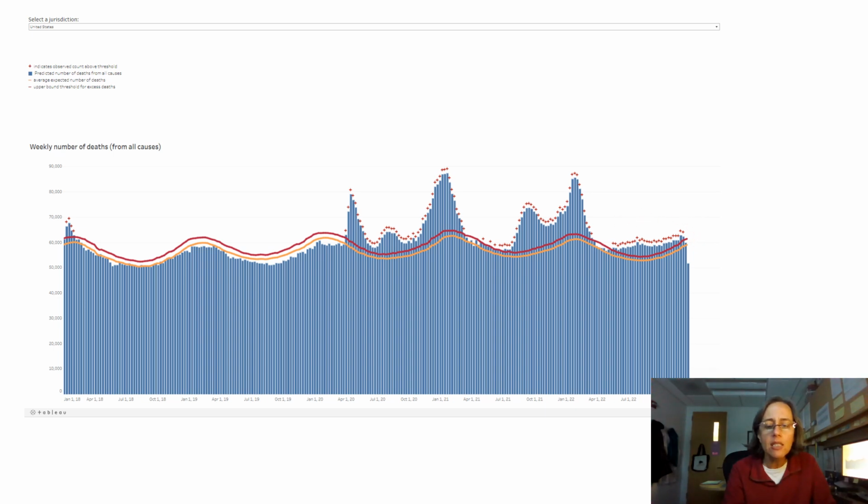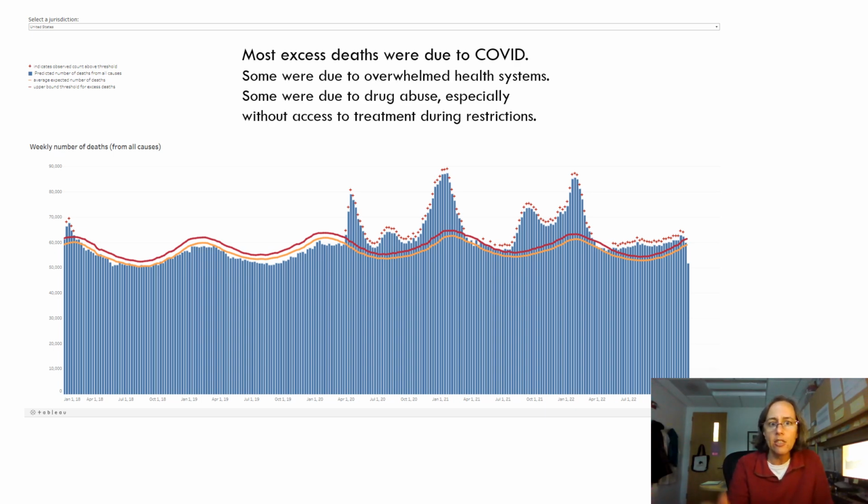So we're still seeing higher than average, higher than expected death rates, and this is due to COVID. Okay, so these are termed excess deaths. These are deaths that we would not have expected to have, so something different is going on than what usually occurs. And almost all of these excess deaths were due to COVID.